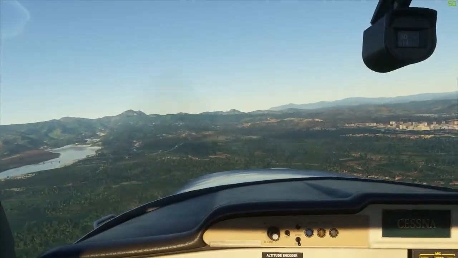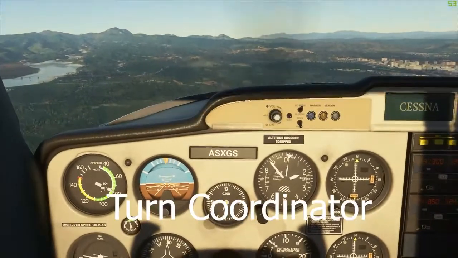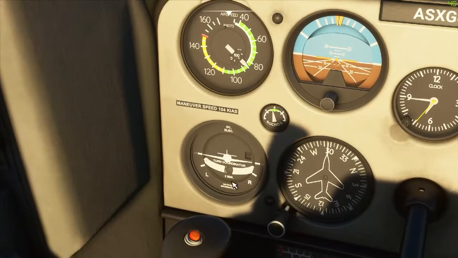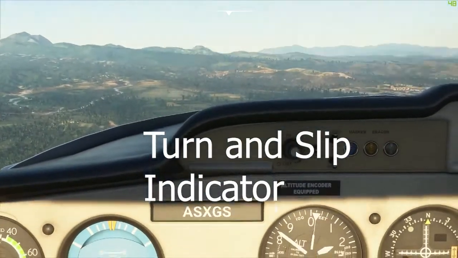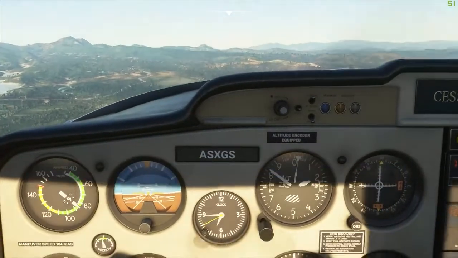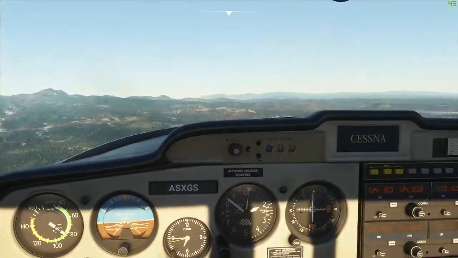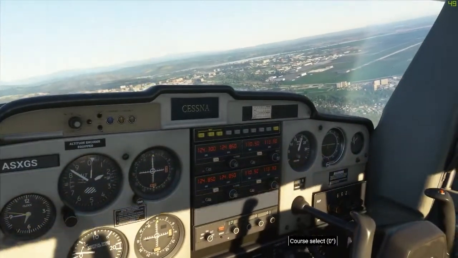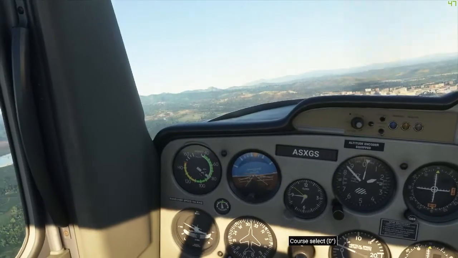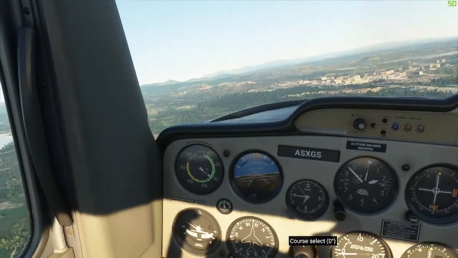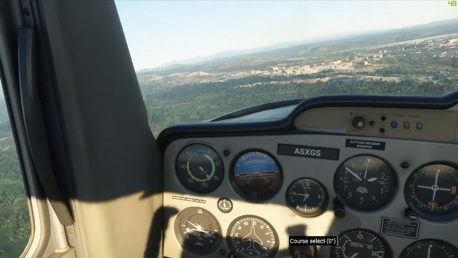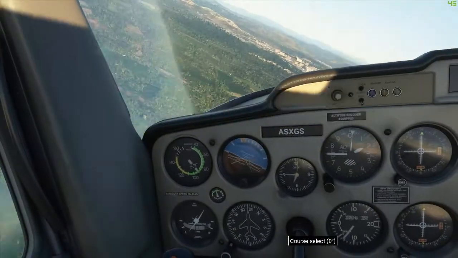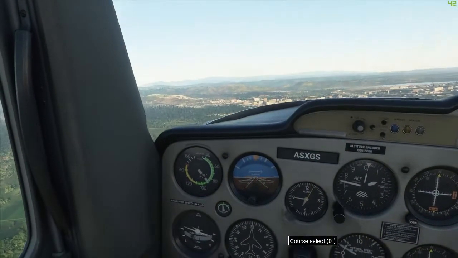Last and certainly not the least basic instrument is the turn coordinator. The turn coordinator is actually a further development of the turn and slip indicator. The turn and slip indicator and the turn coordinator are essentially two aircraft flight instruments in one device. One indicates the rate of turn or the rate of change in the aircraft's heading, and the other part indicates whether the aircraft is in coordinated flight, showing the slip or skid of the turn.